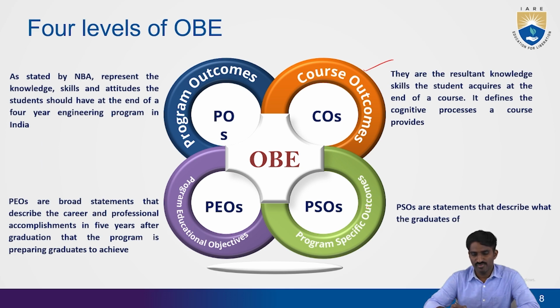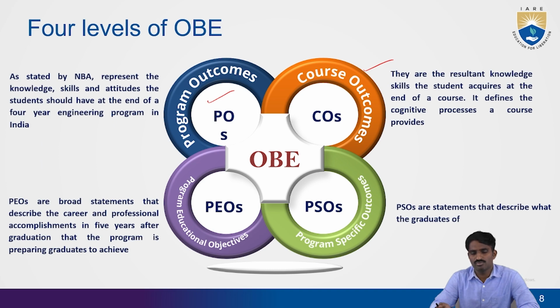Then the program specific outcomes, which means specific to the program. Of course, there are program outcomes here. The program outcomes are common for all programs. They are not different for every program, like a program in computer engineering, electrical engineering, or a BTech in mechanical engineering. For every program, the program outcomes are the same, but there is a provision that the specific program can also write their own program specific outcomes, just 2 to 3.